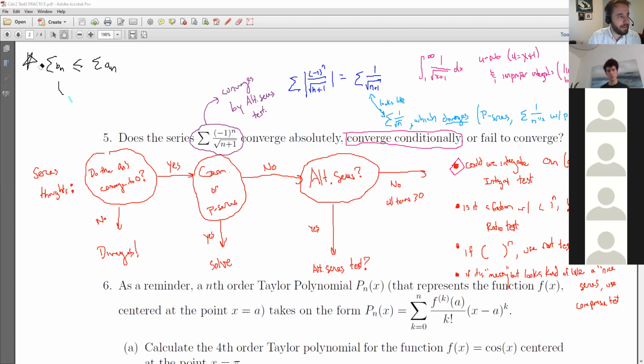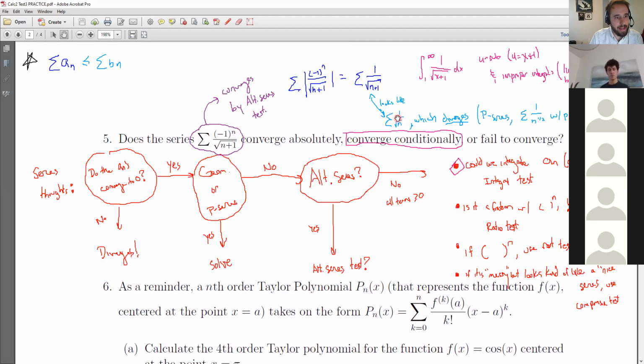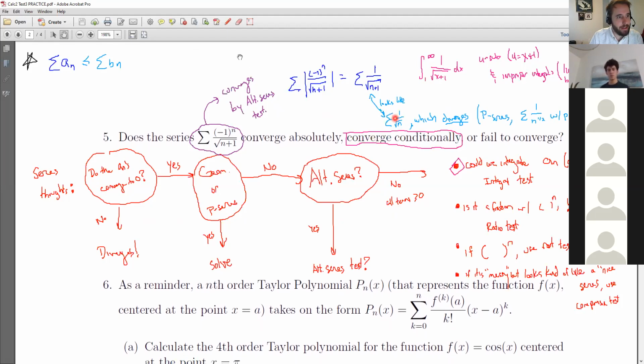In the example at hand, let me throw up the right colors. In the example at hand, I had my sum of a sub n, because that was actually bigger than, or I'm sorry, that was actually smaller than the sum of b sub n, right? Because the n plus 1 in the denominator here made it smaller than if I just had n in the denominator. So I had that inequality, but I had that this expression diverged. And that's not the correct sort of direction that we would want to go.